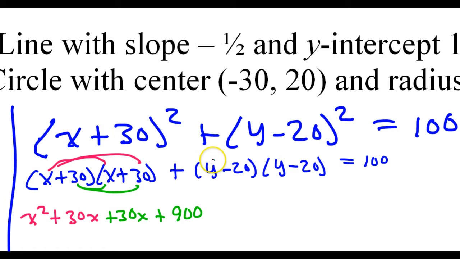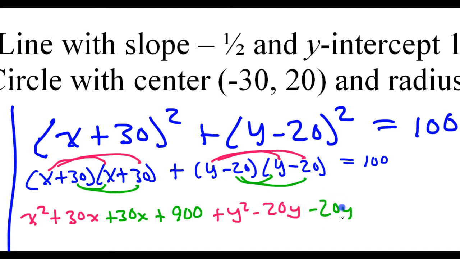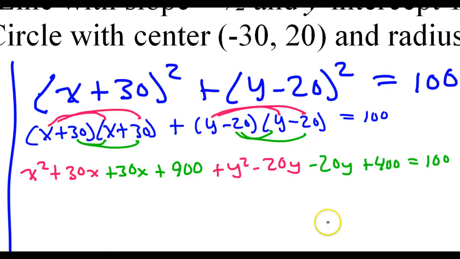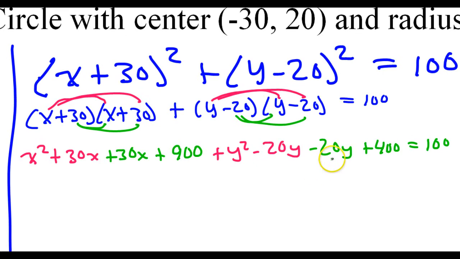Okay, then I'm going to have to do the same thing here. Y times y, so that's y squared. Y times negative 20 is negative 20y. Okay, then I distribute the negative 20. So that's going to be negative 20y, and then plus 400, is equal to 100. Okay, so time to combine like terms and stuff.